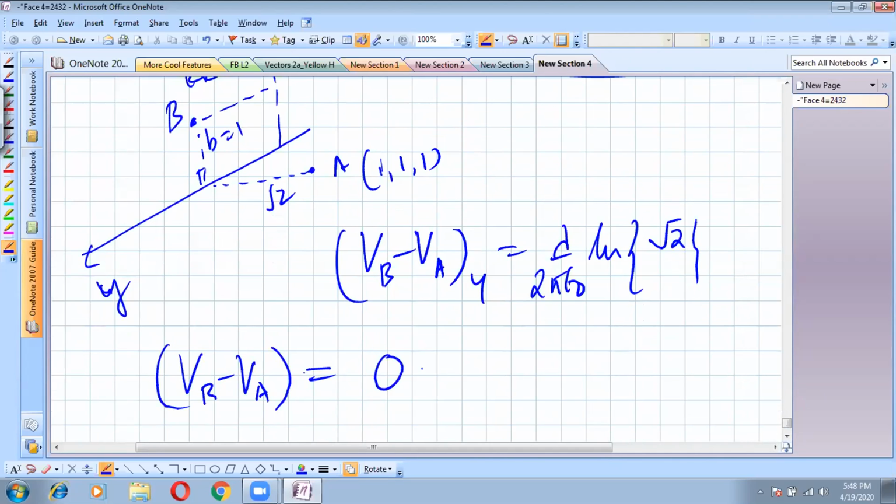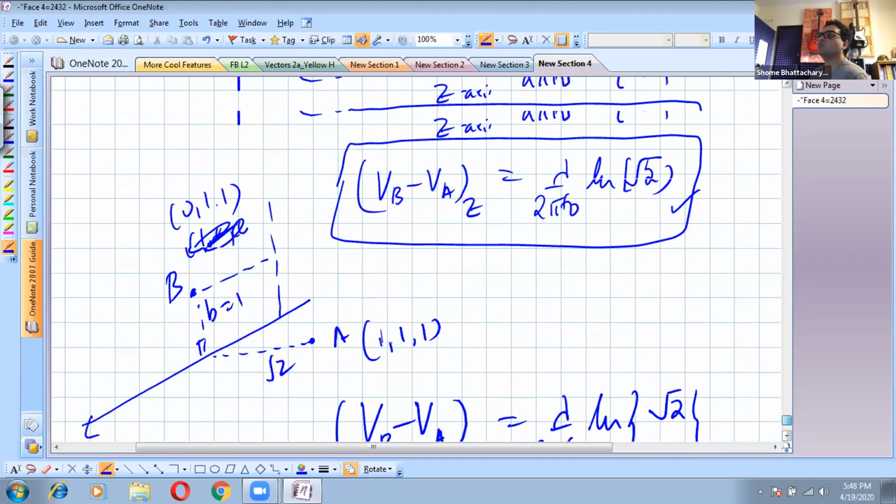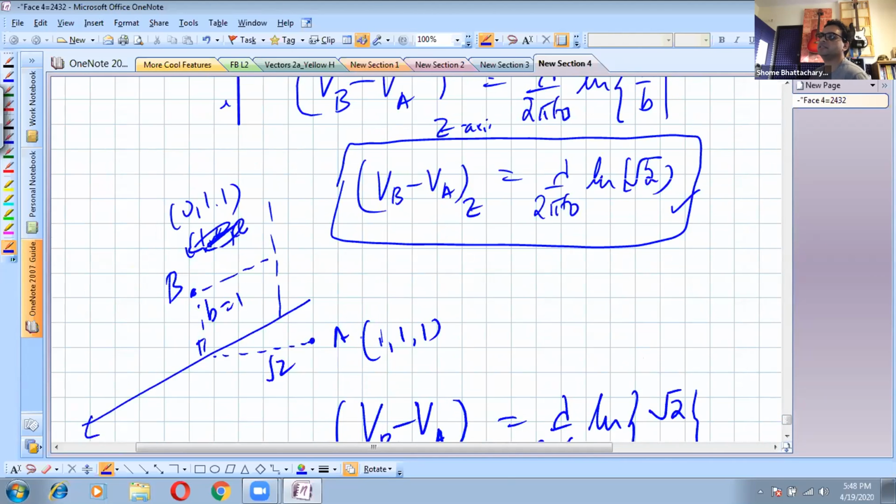Sir, how will it work with respect to the x-axis? With respect to the x-axis, you will realize both these points are lying at the same radius. Because what is this point's distance from the x-axis? It's root 2. What is this point's distance from the x-axis? Again, it's root 2.